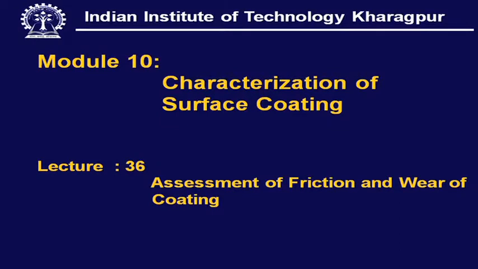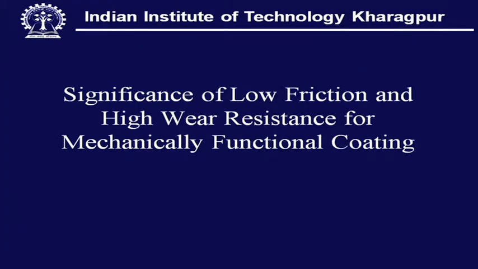Assessment of friction and wear of surface coating. Now, let us see what is the significance of low friction and high wear resistance for a mechanically functional coating. This is going to be a requirement for a mechanically functional coating in that there will be a sliding between two parts, and these are known as tribopair.